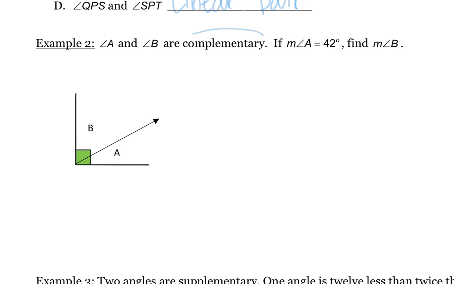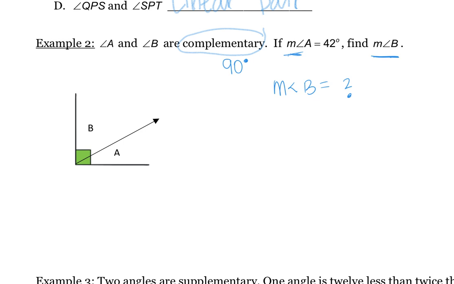First thing I'm going to do, I see that vocabulary word complementary. I know that means that there's two angles that form 90 degrees. It also tells me that if the measure of angle A equals 42 degrees, that I need to find the measure of angle B. So what I'm looking for is the measure of angle B. That is the question, okay, that I do not know.